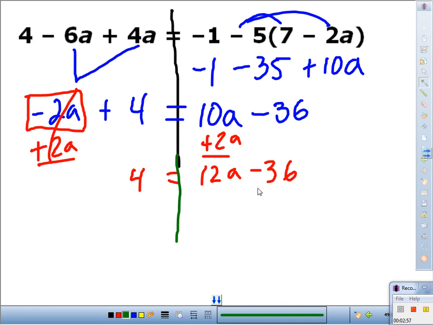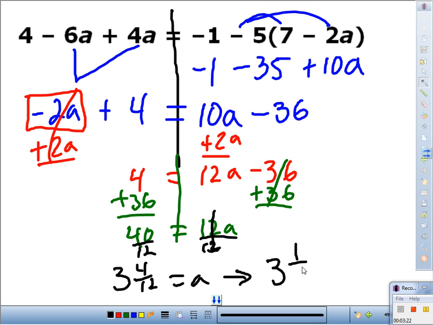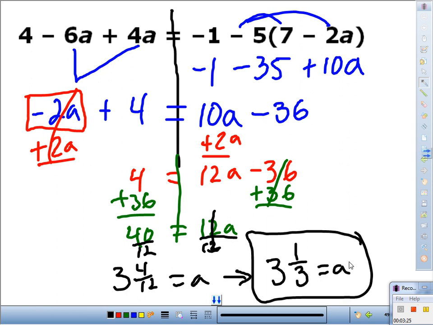From there, I go to negative 36. What is the inverse? Positive 36, positive 36. We're left with 40 equals 12a. And what's our last step? Divide by 12. Divide by 12. 12 fits in there 3 times, and we're left with 4 12ths equals a. Can I simplify that? Yes, this is 3 1/3 equals a. And if you got that, okay, good. Yes?